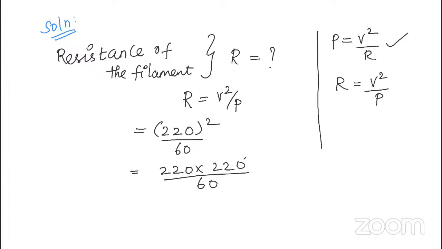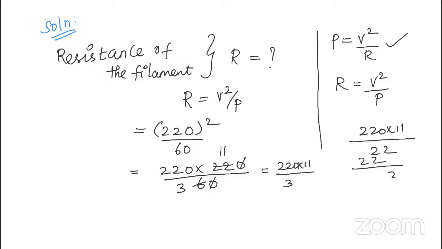Okay, so here 1 cancels, and this is 11 and this is 3. Then here it is 220 into 11 divided by 3. Then we can go for the multiplication. 220 into 11: here it is 22, that is 2, 4, 2, here 1, 0. So that is 0. Okay, so we just divide by 3.